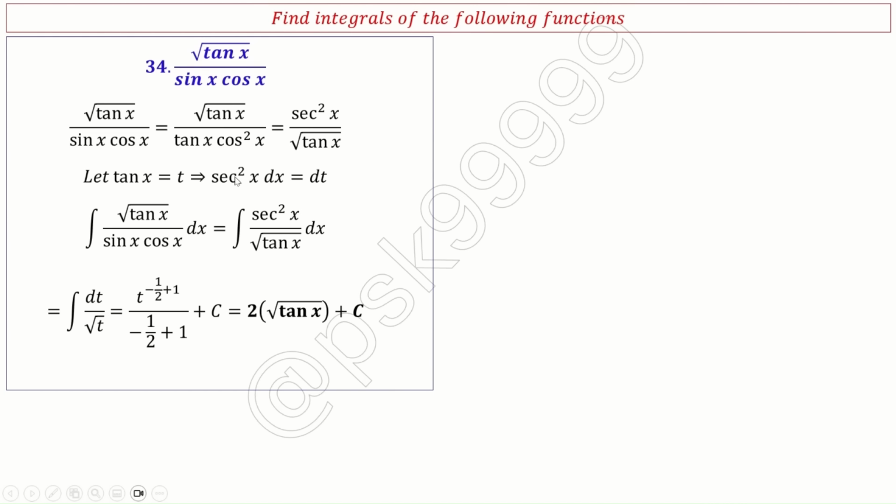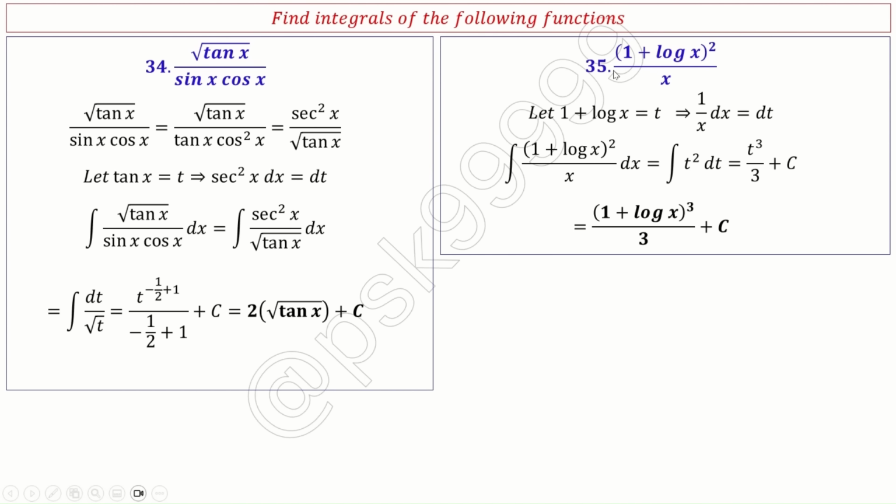You take tan x as t, then secant square x dx is dt. So this integration is as good as integration of secant square x divided by square root of tan x dx, which is nothing but integration of dt by square root of t. That is this value here, which is 2 times square root of tan x plus c. Okay, next.